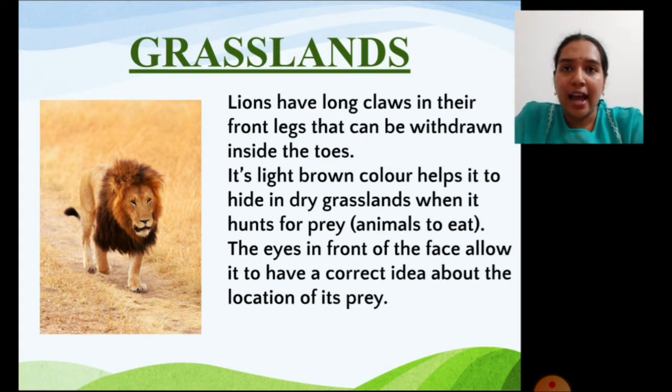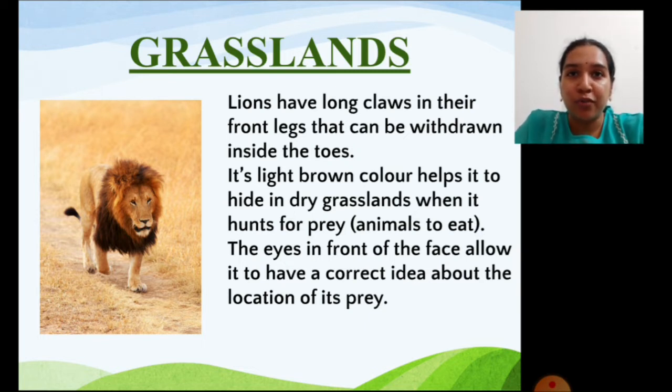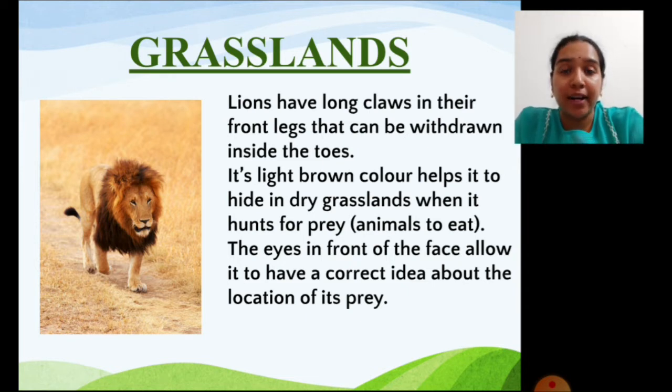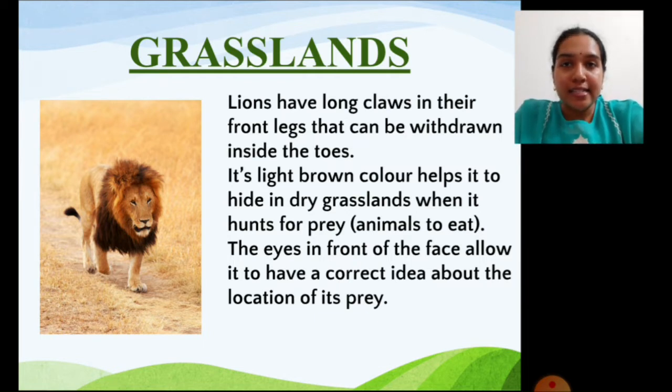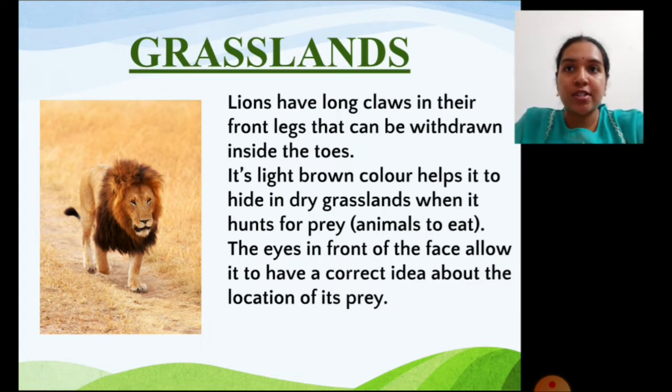A lion has long claws on its front legs. A claw is one of the long curved nails on the end of an animal's or a bird's foot. These claws of the lion can be withdrawn inside the toes. The lion mostly uses its claws for catching and hunting its prey.